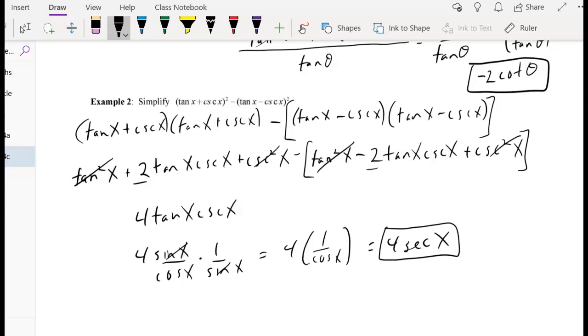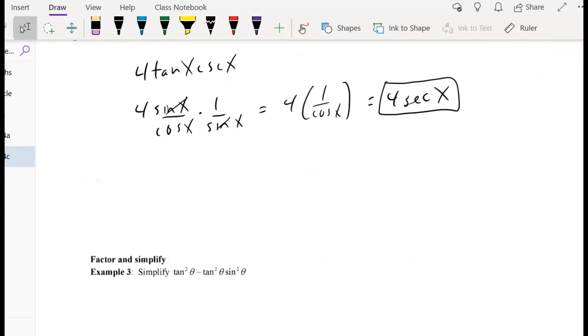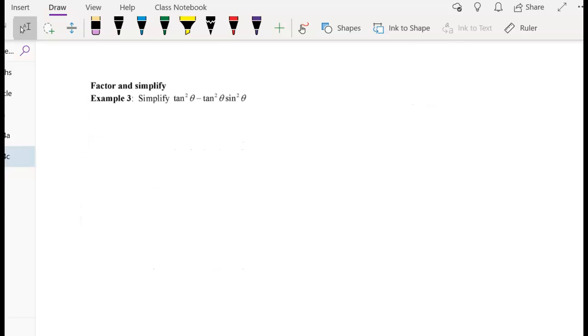Okay, let's look at a couple of examples where we go the other direction, and instead of multiplying things together, we factor things out. So this time we're going to factor and simplify. So you're looking at two terms here, and I kind of want to relate this to, let's say that you had x squared minus x squared y squared, and you wanted to factor that.